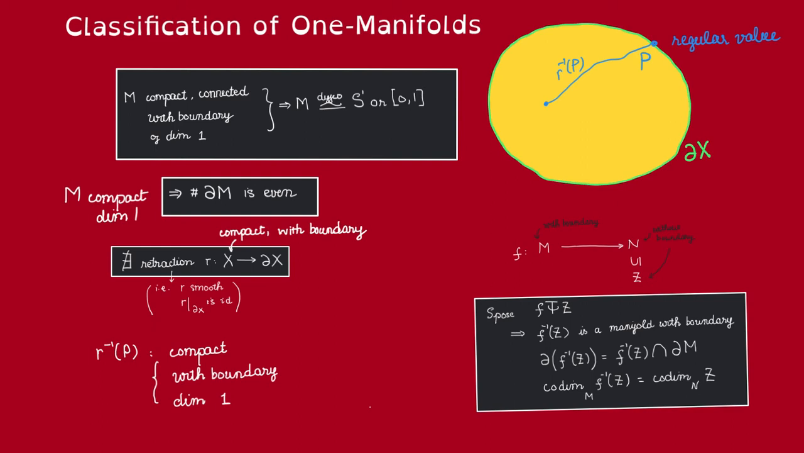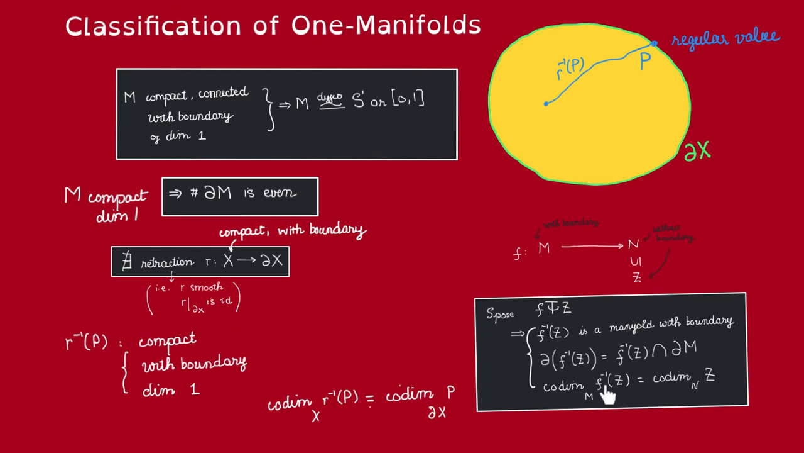Let's review this. Let's say we have a map F here that is smooth and transversal to this submanifold Z of this manifold N. Recall that when M is a manifold without boundary, then all we could say was that the preimage of Z is going to be a regular submanifold of M. If M is a manifold with boundary, then we have more things to say. So in that case, this preimage of Z is going to be a manifold with boundary. We have a description for its boundary, and we have that the codimension of this preimage inside M is going to be equal to the codimension of Z inside N.